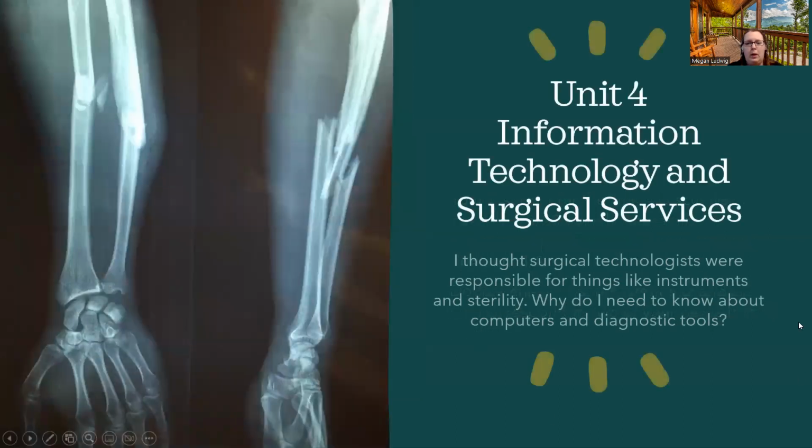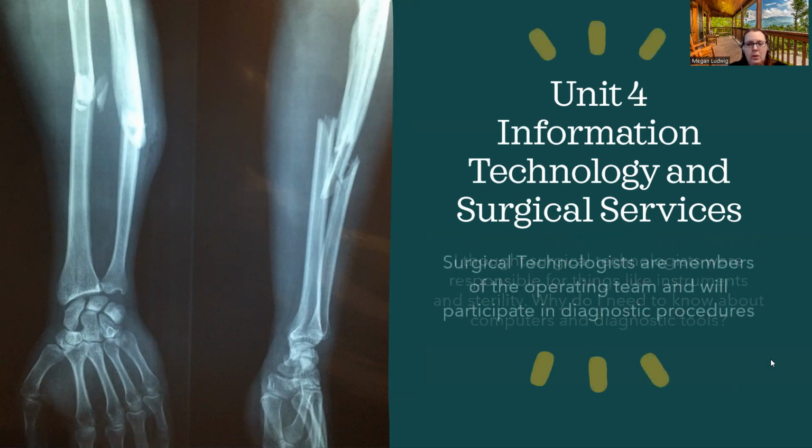All right, so how are we going to use information and diagnostic procedures? A lot of people are like, I thought surg techs just pass instruments. We're just in charge of sterility. Why do we need to know things about diagnostic imaging or tools or computers? How does that pertain to me as a surg tech?